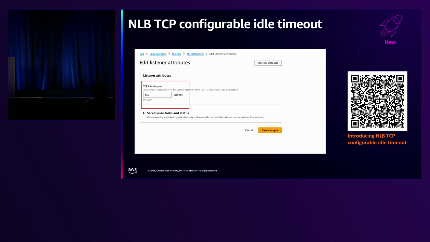Since we released NLB, a very popular request from our customers was the ability to customize that idle timeout. And recently, we released this new feature for TCP listeners. Now customers can decide a value that goes from 60 seconds to 6,000 seconds for the idle timeout. If you want to know more about this feature, feel free to follow the QR code in this slide.